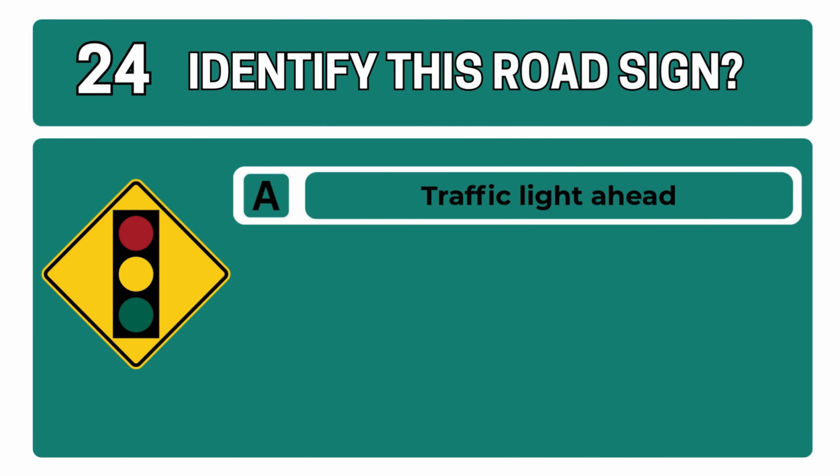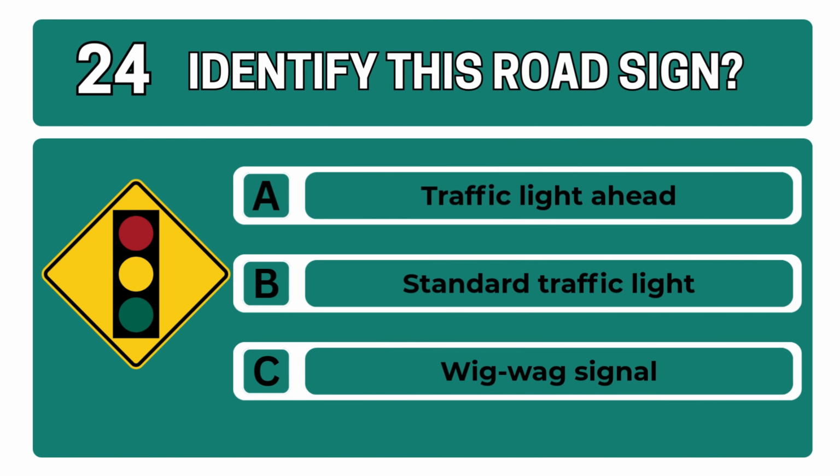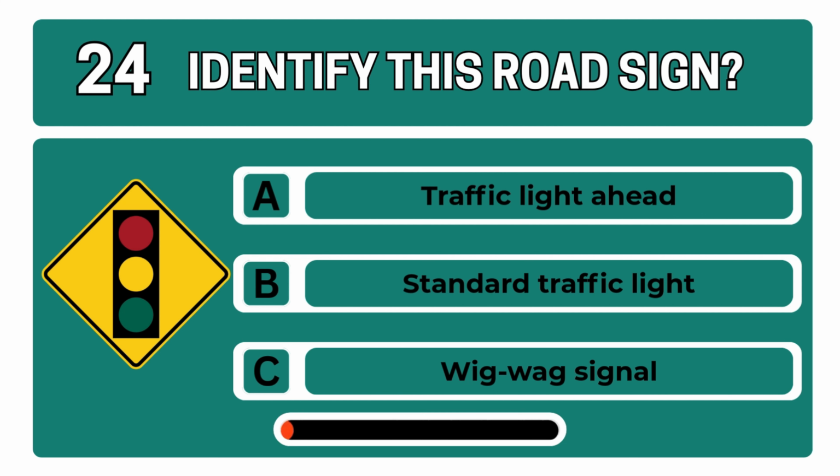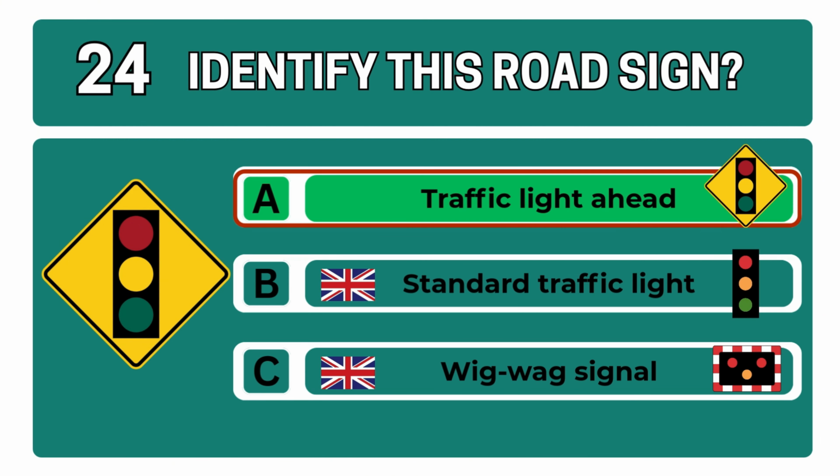Question 24. Identify this road sign. A. Traffic light ahead. B. Standard traffic light. C. Wig-wag signal. The answer is A. Traffic light ahead.